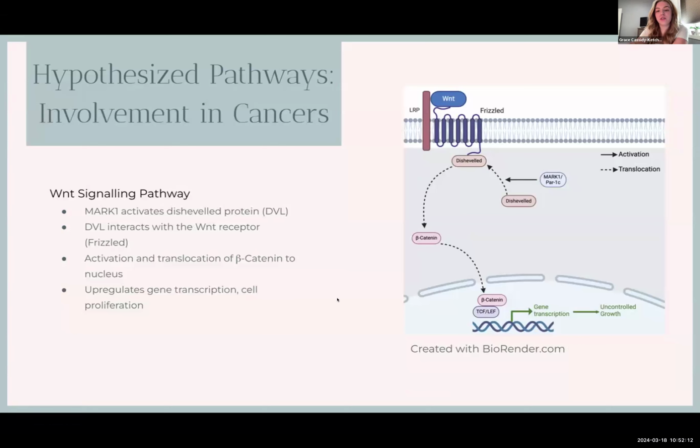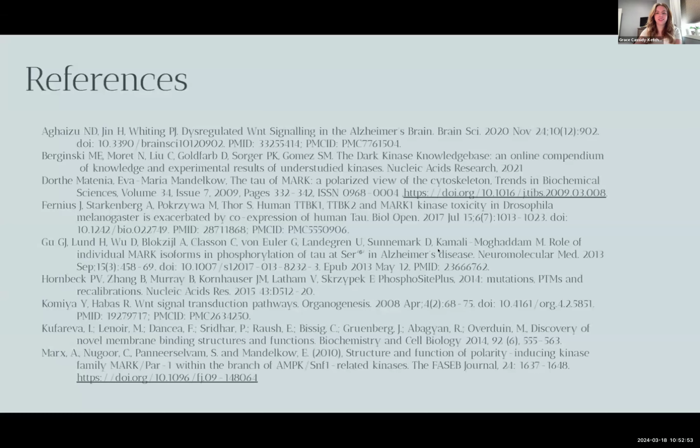And it's also known to have a positive action on the Wnt pathway, which in many cancers, but especially in colorectal cancer, is overactive and more expressed, which leads to the overall translocation of beta-catenin to the nucleus and enhances gene transcription and leads to uncontrolled cell growth and proliferation. And that is everything.